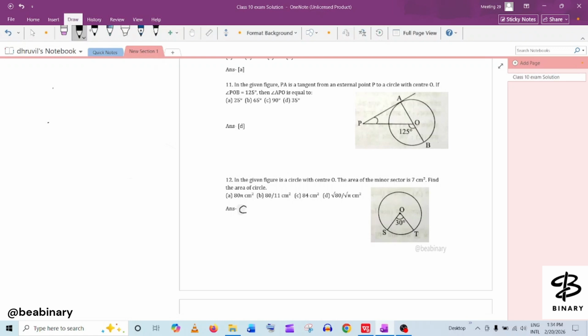Question number 12. In the given figure is a circle with center O. The area of the minor sector is 7 cm square. Find the area of the circle.